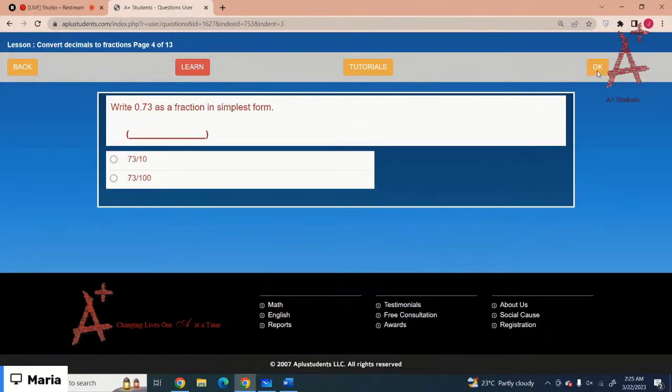Yes. Okay, the next one is 0.73. So which is the correct option? Option 1 or option 2? You have two decimal places right after the decimal point. Got it? That means you need to add two zeros. So it would be, which is the correct option? Yes, very good. That would be 73 over 100.